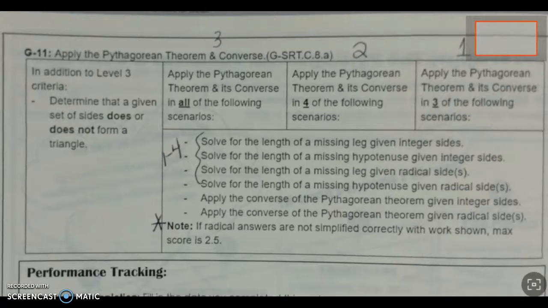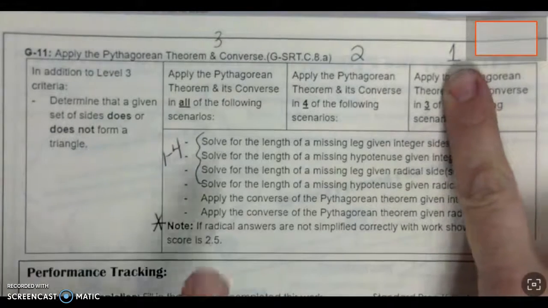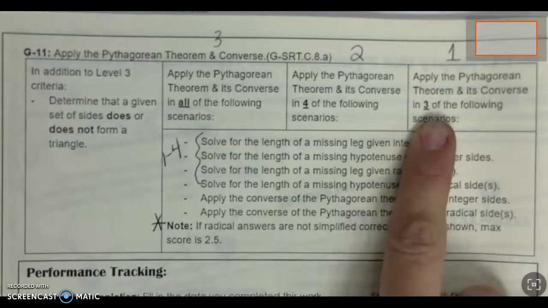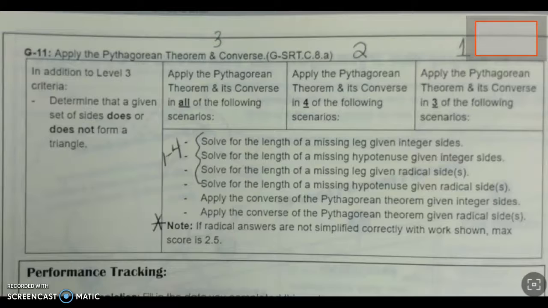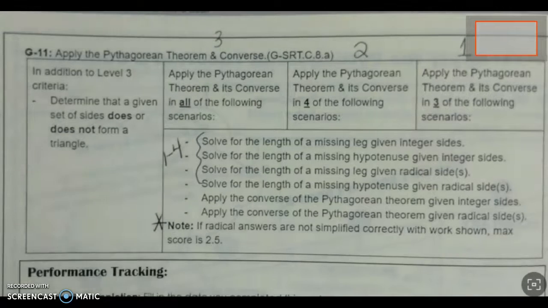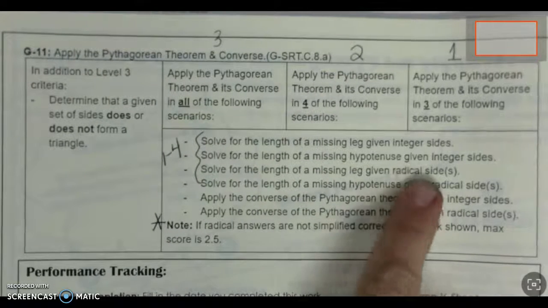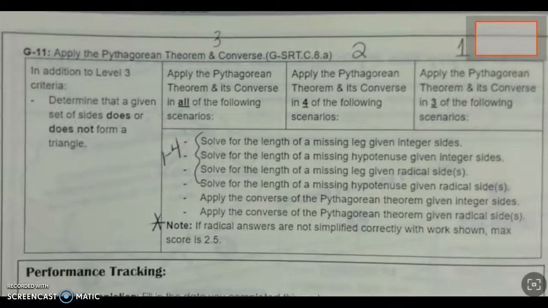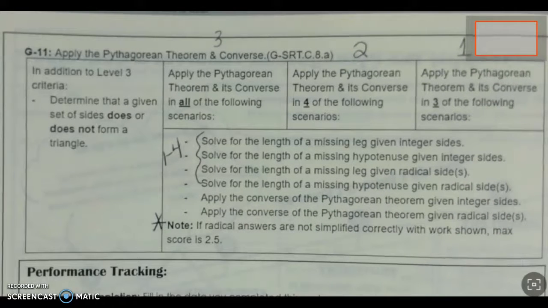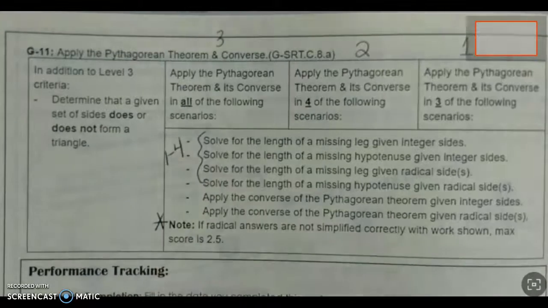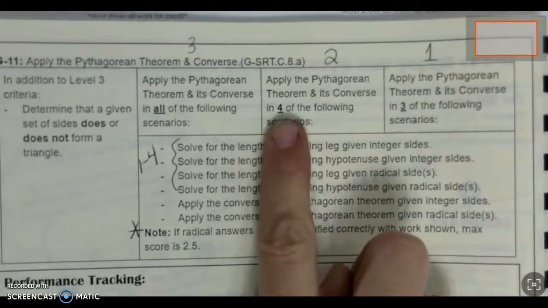On the scale, to get a 1, you have to get 3 questions correct. 3 questions could be the Pythagorean theorem, those first 3 questions. Pythagorean theorem with integers, where you're trying to find a side. Pythagorean theorem with integers, where you're trying to find the hypotenuse. Pythagorean theorem with non-integers, radical sides, where you're trying to find a hypotenuse. Pythagorean theorem with non-integer sides, radicals, and you're trying to find the side length. Okay, so all 4 of those questions are 1 through 4 on the front of this worksheet. If you get all 4 of those questions correct, you're at a 2.